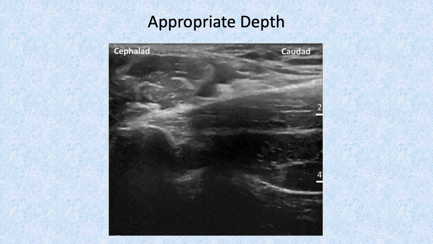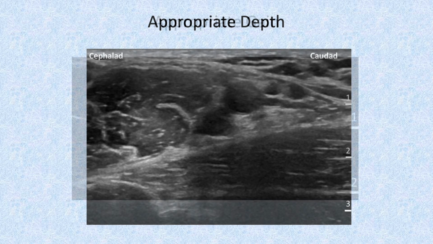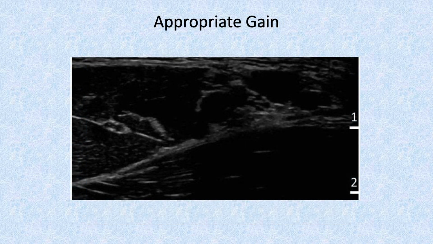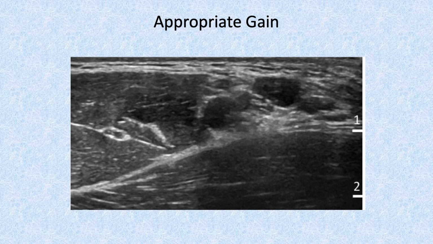Okay, appropriate depth. This is an illustration of depth. Sometimes you want to see this structure, you don't have to see the rest, so you just adjust your depth. Then appropriate gain. So this image is too dark. This one is probably too bright. This one is probably just nice.